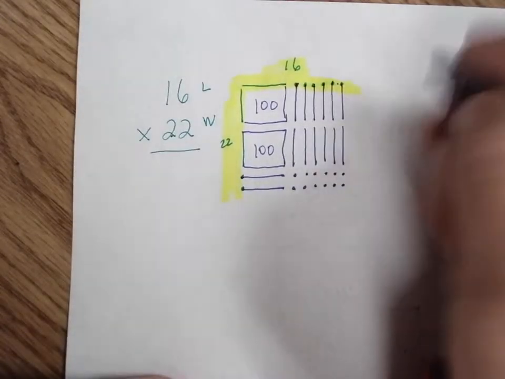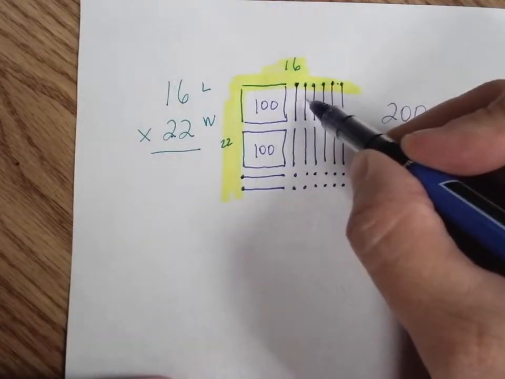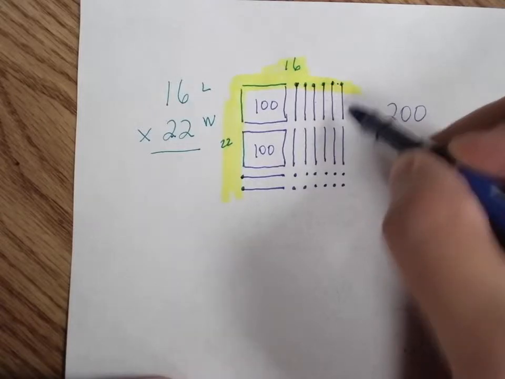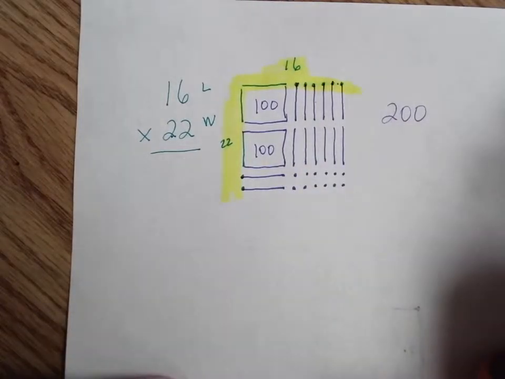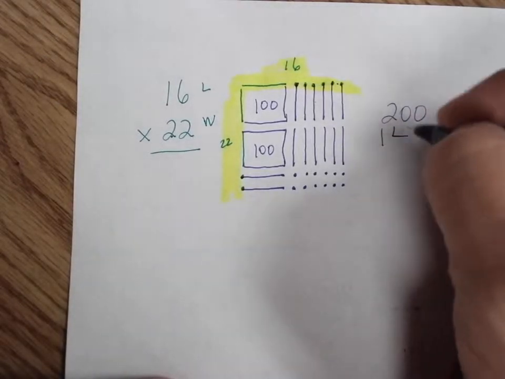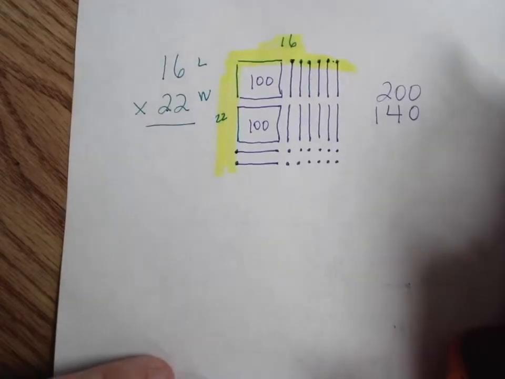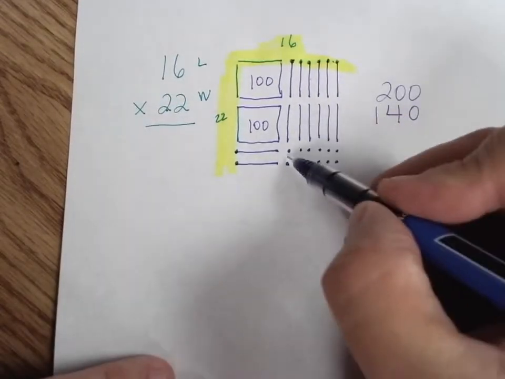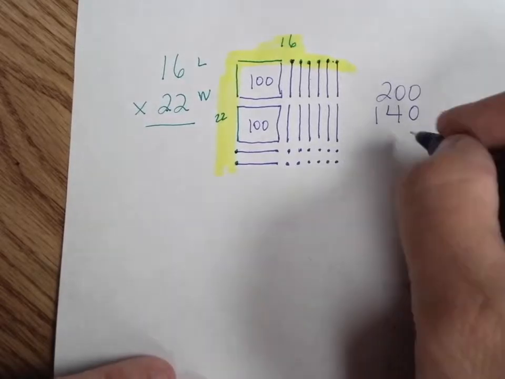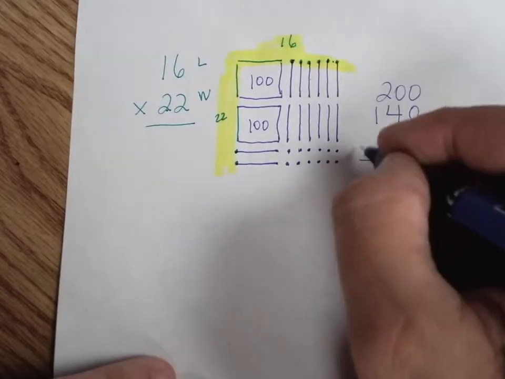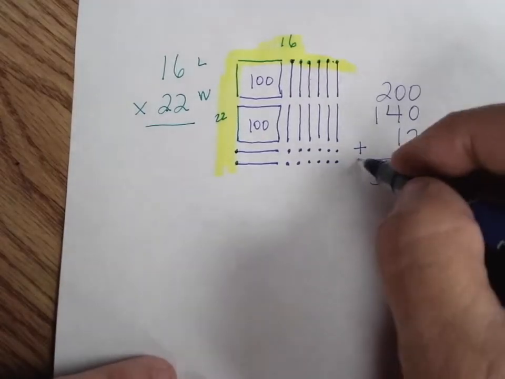So I have 2 100s, so that's 200. I have 1, 2, 3, 4, 5, 6, 7, 8, 9, 10, 11, 12, 13, 14 10s, which is 140. Or I could have just counted by 10s and got 140. And then I'd count my ones. 1, 2, 3, 4, 5, 6, 7, 8, 9, 10, 11, 12. Ones is 12. Add them all up. 352.